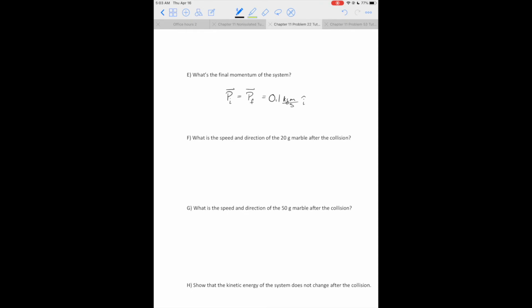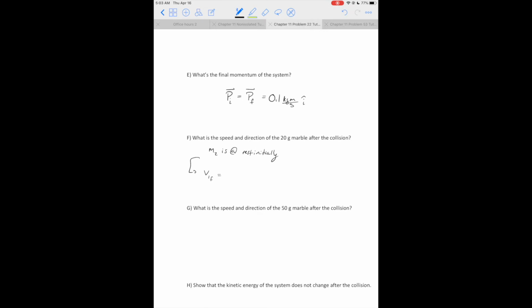Part F. What is the speed and direction of the 20-gram marble in this collision? So this system meets the conditions to use our special elastic expressions. I referenced that video lecture where we talked about this special case of elastic collisions, and specifically, M2 is at rest initially. That was our big condition.